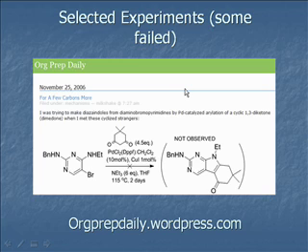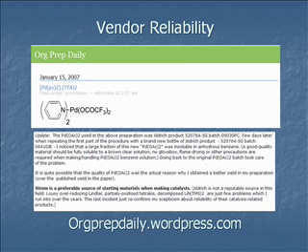There is Org Prep Daily, which is a blog for organic chemists, and they will publish experiments that work and a few that don't. Here's an example of one where they were trying to make this compound and it didn't work, and it keeps going in the blog to explain what they actually got and why they think so. So that's a pretty good one.